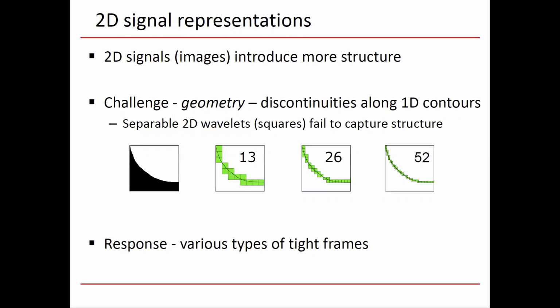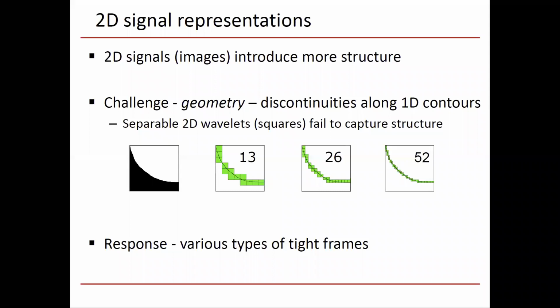We have discontinuities along 1D contours, and if we have separable 2D wavelets, separable meaning that we multiply a horizontal and a vertical wavelet, then the areas that are being covered are squares, and they don't capture the structure well. So here in our illustration, on the left-hand side, I have a signal with a discontinuity, and above the discontinuity it's white and below it's black, meaning a sharp discontinuity.